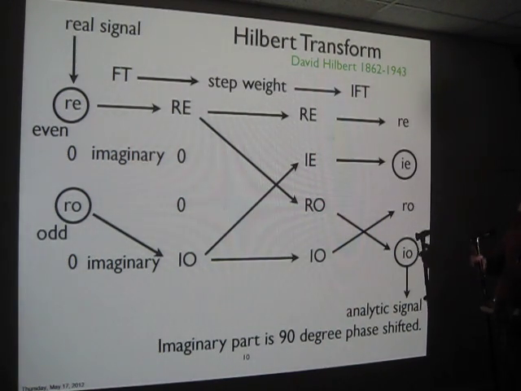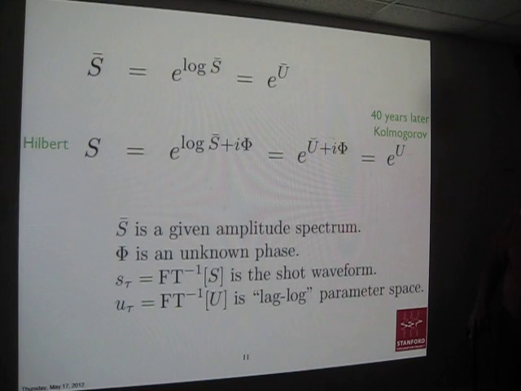And so we go through this process, which is called Hilbert transform. Out comes an analytic signal. We have the real part, the imaginary part. The imaginary part is a 90-degree phase shift of the real part.